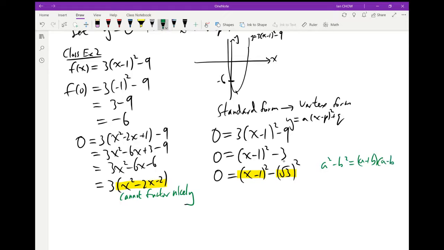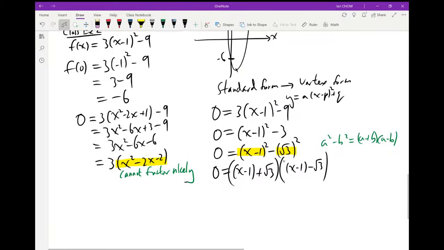So we can manipulate our 3 over here to become square root 3 whole squared, and then rewrite this as a plus b, a minus b. So let's do that. We have our x minus 1 as our a, and then plus root 3 as our b, all of this in a big bracket, and then we have another big bracket, then we have x minus 1, and then minus square root 3 as our a minus b. And then all we have to do now is take out the bracket inside, and so 0 is equal to x minus 1 plus root 3, and then we have x minus 1 minus root 3.